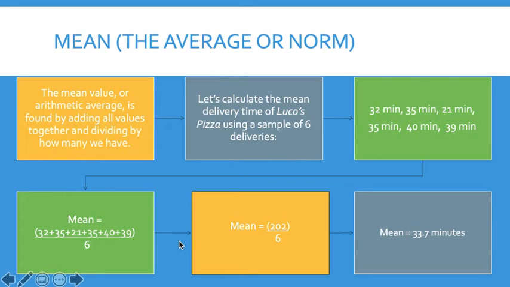The mean value, or arithmetic average, is found by adding all the values together and dividing by how many we have. Let's calculate the mean delivery time of Luco's Pizza using a sample of 6 deliveries: 32 minutes, 35 minutes, 21 minutes, 35 minutes, 40 minutes, and 39 minutes. To find the mean, we add all 6 times together and divide by 6. So we get 202 divided by 6, which gives us a mean delivery time of 33.7 minutes.